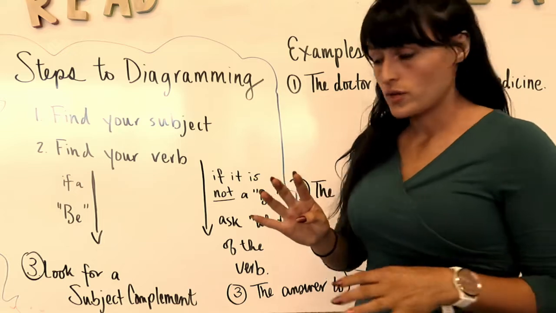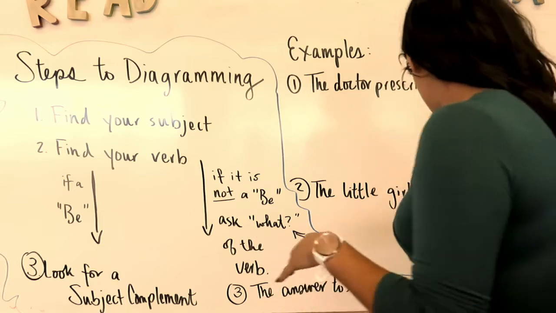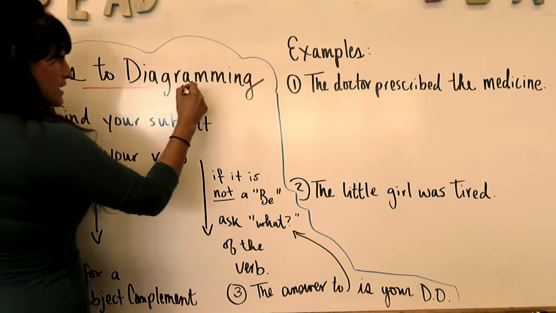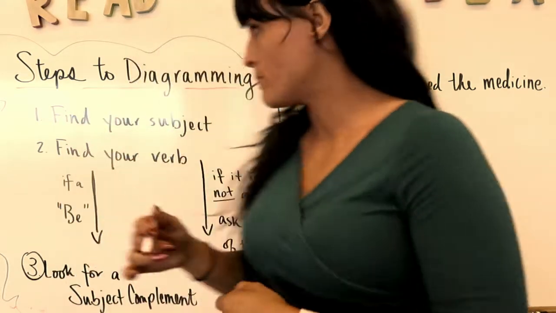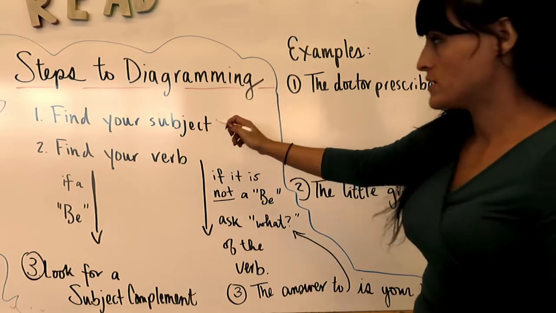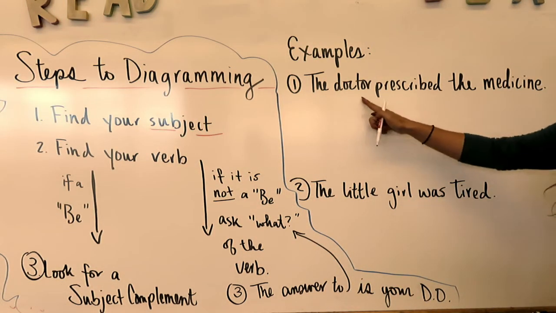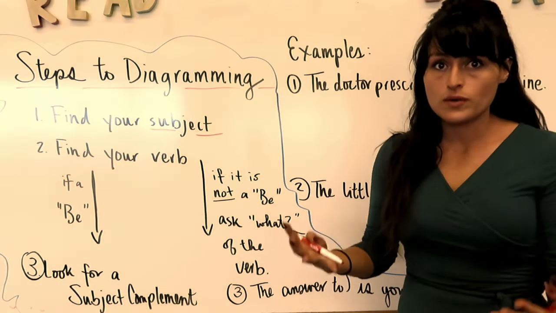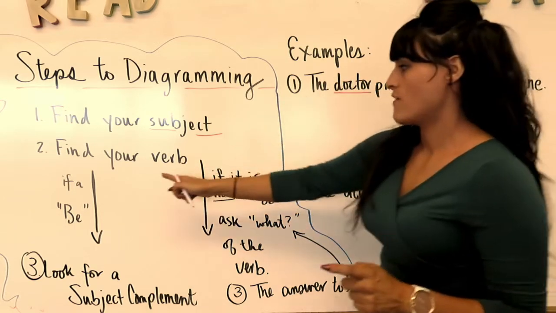Okay, all of this is in your notes. We've covered this before, but I'm just gonna go quickly through it again. So, steps to diagramming. Again, you can diagram any sentence as complicated as it can be if you follow these steps. The first step is find your subject. The symbol for the subject is an underline. So, if we move over here to this sentence, the doctor prescribed the medicine. What is the subject of the sentence? Who is doing the verb? The answer is doctor.